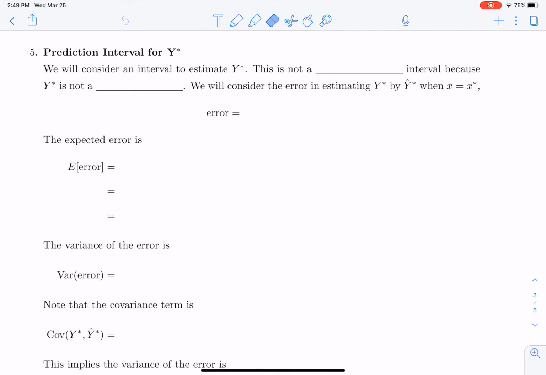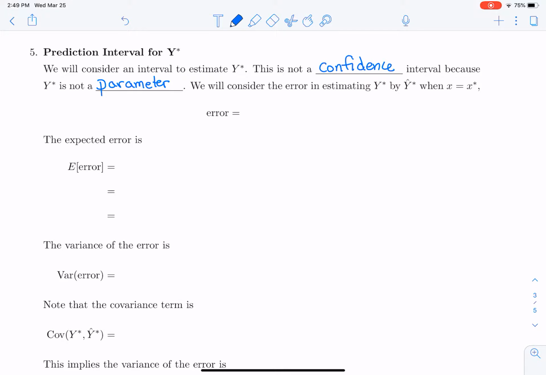We just found the confidence interval for the expected value of y star. Now we actually want to find a prediction interval for y star itself. So this is not going to be a confidence interval because y star itself is not a parameter. The expected value of y star is a parameter, but y star itself is not a parameter. So what we're going to do is consider the error in estimating y star by y star hat.